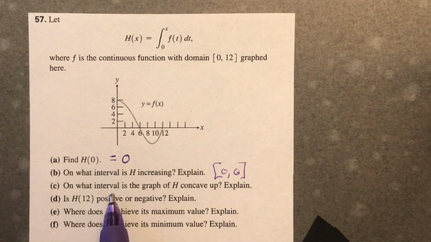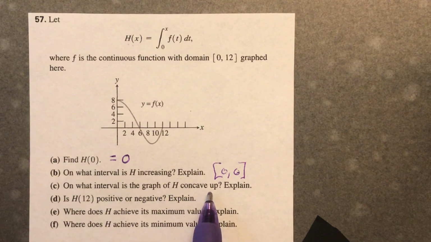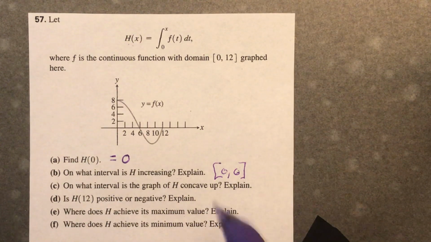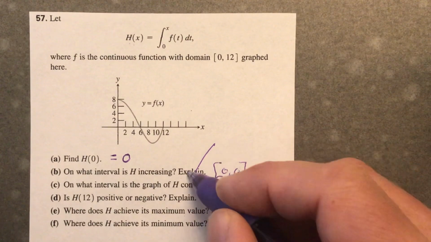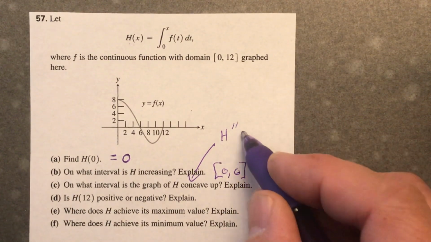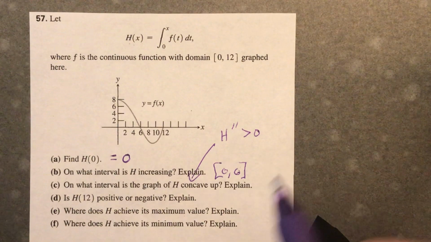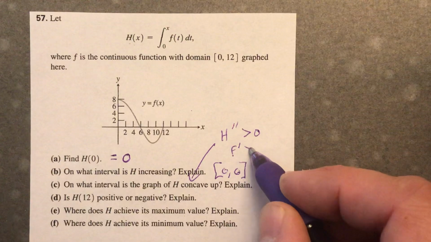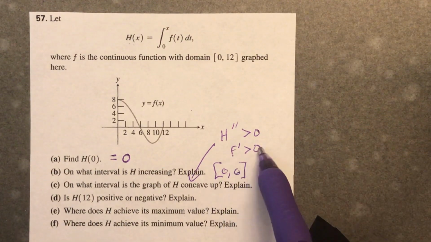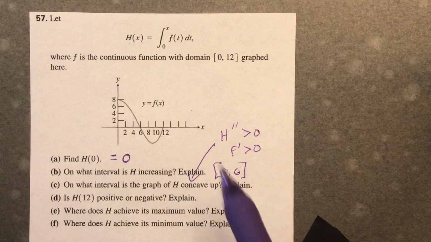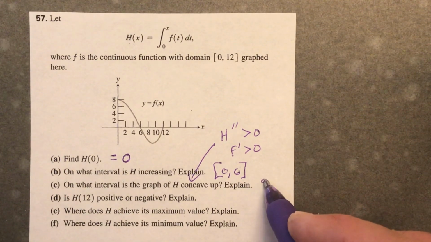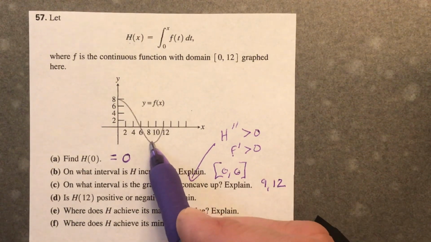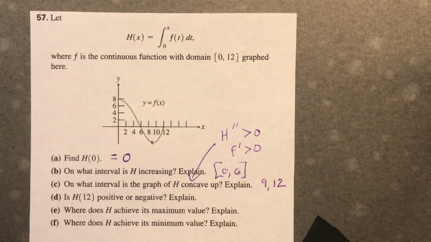Now, on what interval is the graph of h concave up? Well, for h concave up, what we're looking for is h double prime to be greater than 0. So that means we're looking for when f prime is greater than 0, or when the slope of f is positive, and that would be from 9 to 12. Okay, 9 to 12, from about right here to here, you can see that it's positive.